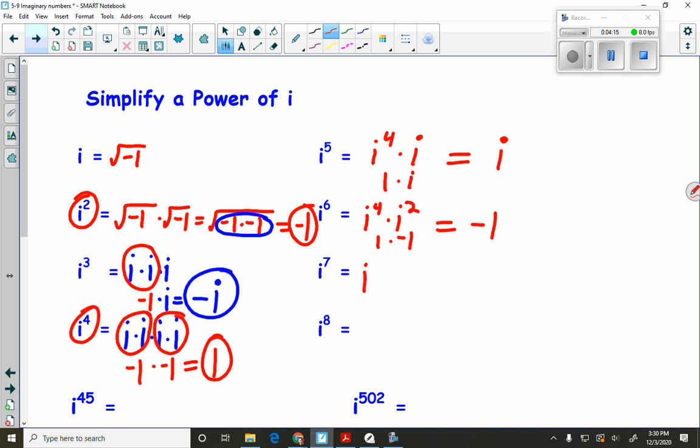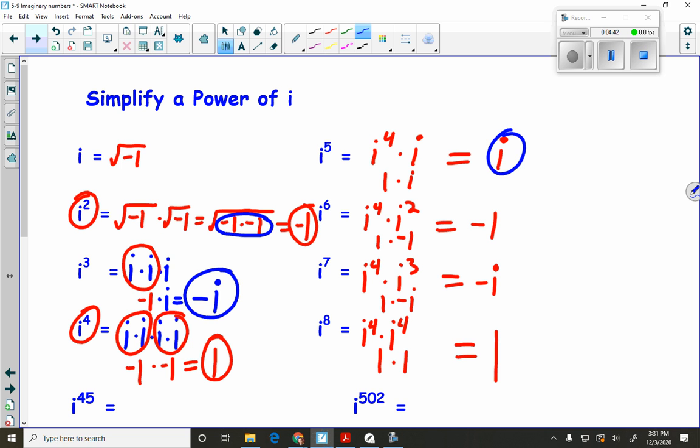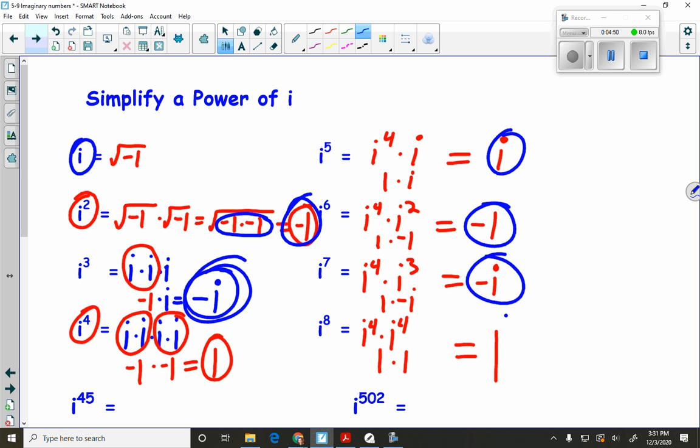I to the 7th is an I to the 4th times I cubed. Again, I to the 4th is a 1 times I cubed was a negative I. So this equals a negative I. And I to the 8th is an I to the 4th times another I to the 4th. Remember, add your exponents to get 8, which is a 1 times 1. And it equals 1 again. Now, do you notice this pattern? I, negative 1, negative I, 1, I, negative 1, negative I, 1.